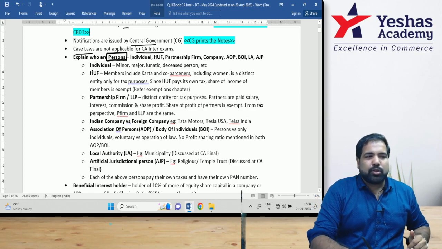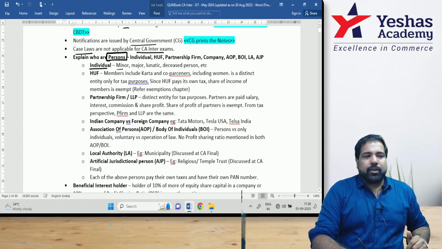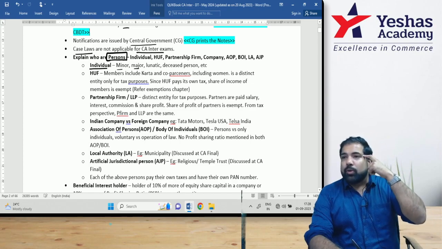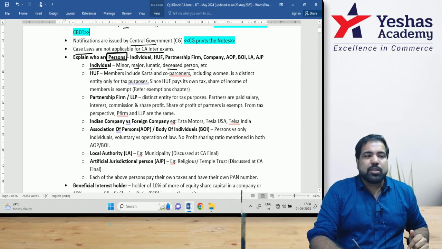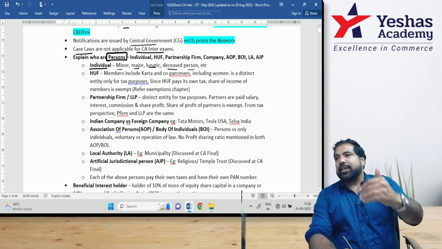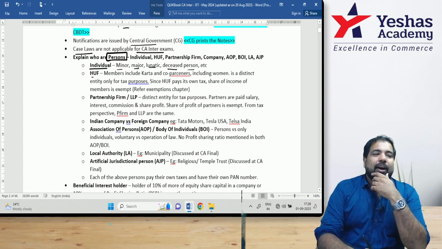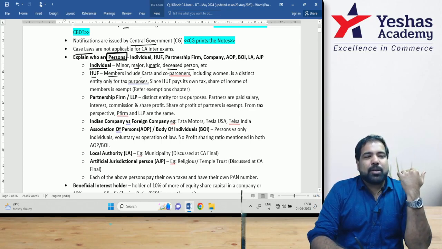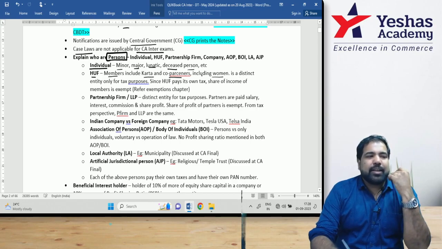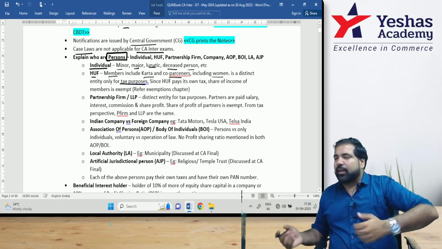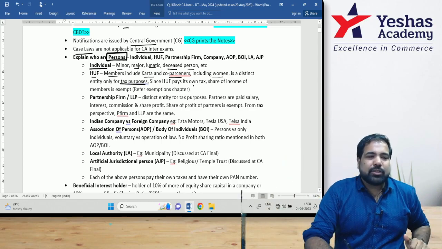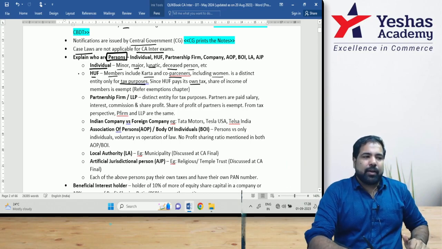So the first person is called what? Individual. Minors, majors, even people who are lunatics, guys, or deceased persons also may have to pay the tax. You will see ahead as we move ahead. Yes. HUF. Members include what? Karta and co-partners, including women. It is a distinct entity only for what purpose? Tax. Otherwise, it's the same, guys, family entity. But tax, it will pay its own. It has its own tax and it has its own PAN number.